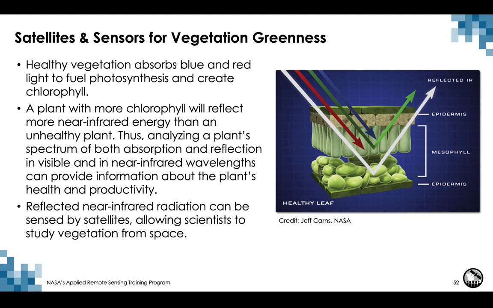Healthy vegetation absorbs blue and red light to fuel photosynthesis and create chlorophyll. A plant with more chlorophyll will reflect more near-infrared energy than an unhealthy plant. Thus, analyzing a plant's spectrum of both absorption and reflection in visible and in near-infrared wavelengths can provide information about the plant's health and productivity. Reflected near-infrared radiation can be sensed by satellites, allowing scientists to study vegetation from space.